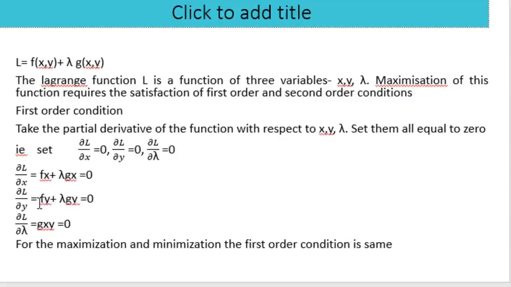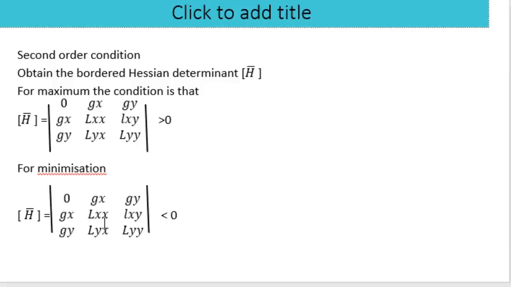Lxy and Lyy. Create a matrix from this, and for maximization the determinant of this matrix should be greater than 0, and for minimization the determinant of this function should be less than 0.